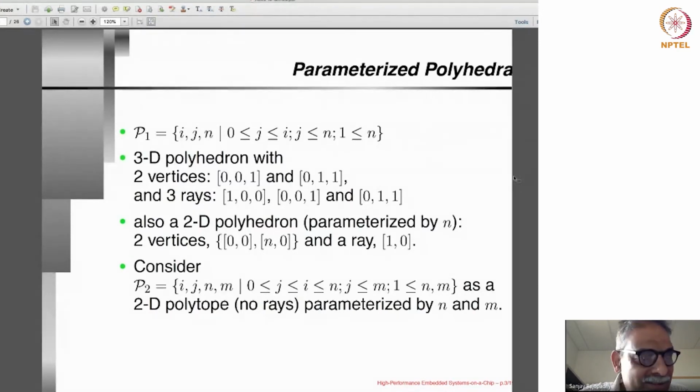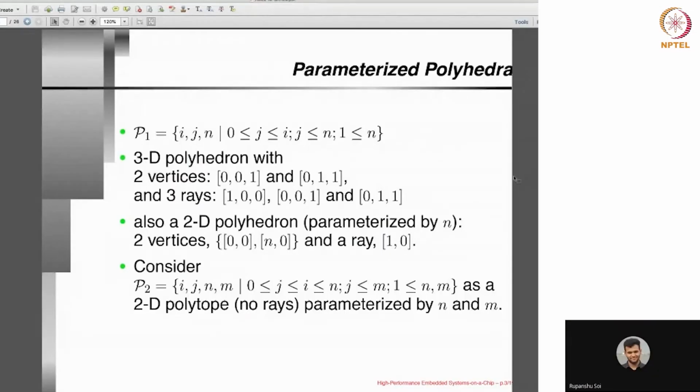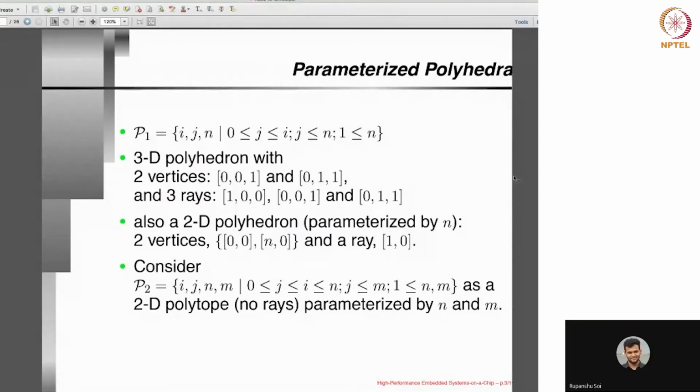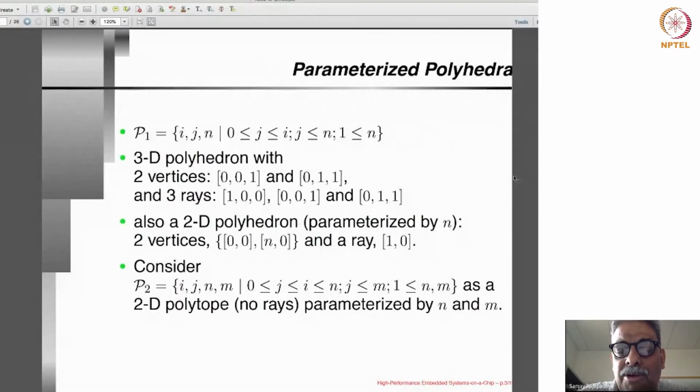Yes? No? You want me to draw it? Yes, sir. I can see it's a triangle, okay, but I'm not sure about the polytope. So, well, if it's a triangle, can you tell me what are its corners? It has 3 vertices, right? What are its vertices?